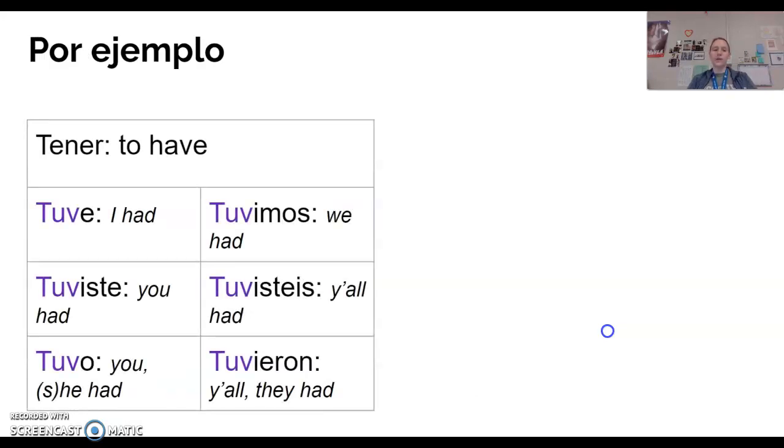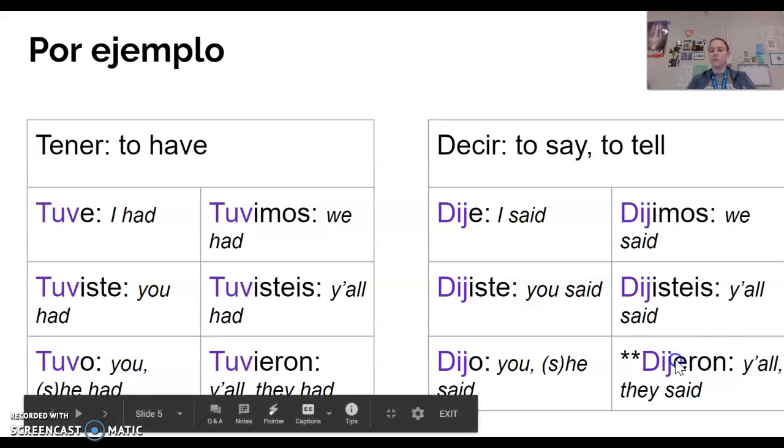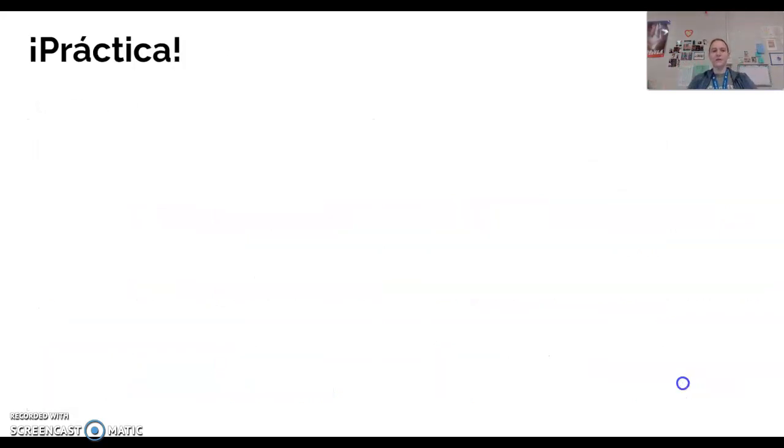Yo tuve, tú tuviste, usted, ella, tuvo, nosotros tuvimos, vosotros tuvisteis, ustedes, ellos, ellas tuvieron. Okay, and then here's that decir. Dije, dijiste, dijo, dijimos, dijisteis, and dijeron. So here we have no i, just dijeron. Okay, so new set of endings. There we go. All right, so let's do some practice.